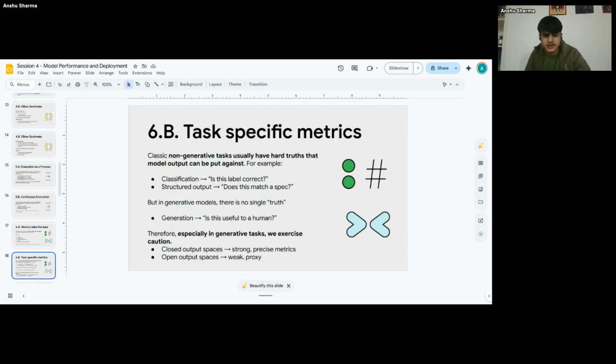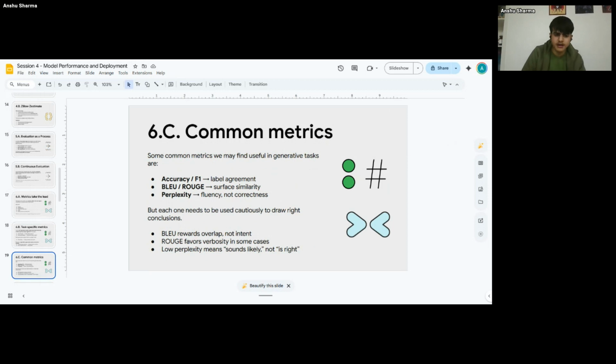Okay, and so there are two terms here: closed output spaces and open output spaces. Closed output means, of course, in classical ML tasks, that the output is closed. There is one single output, one hard output, or maybe two to three or n, but a specified number of correct outputs. Whereas in open output spaces, there are maybe infinite outputs, and all of them are correct, right? Just changing the word order or changing the phrasing, right, in generative tasks. So that's where evaluation of generative models using numerical metrics differs from classical tasks. All right.